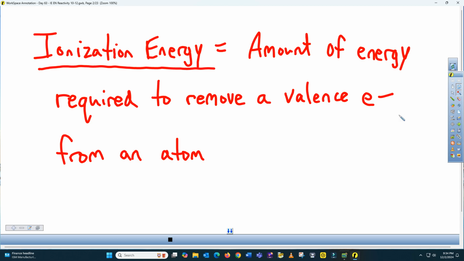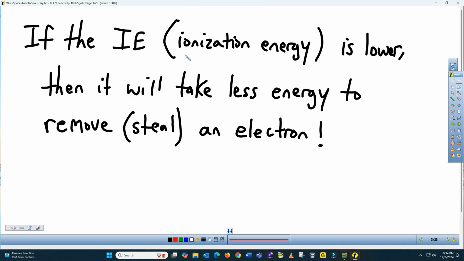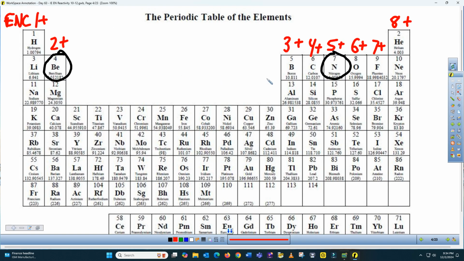So let's look at the first pair. All right, so there's a definition for ionization energy. At any point, you can pause it, read what's on the screen, or go back and re-listen to what I'm saying. And if you have any questions, either Wednesday, tomorrow, or Thursday, you can ask clarifying questions. All right, so if the ionization energy is lower, it will take less energy to remove, to steal an electron. So the first two that we're comparing, I circled here. I don't have my tablet at home, so I'm using my mouse. So if I have to write something, my apologies, it's not going to be very good.